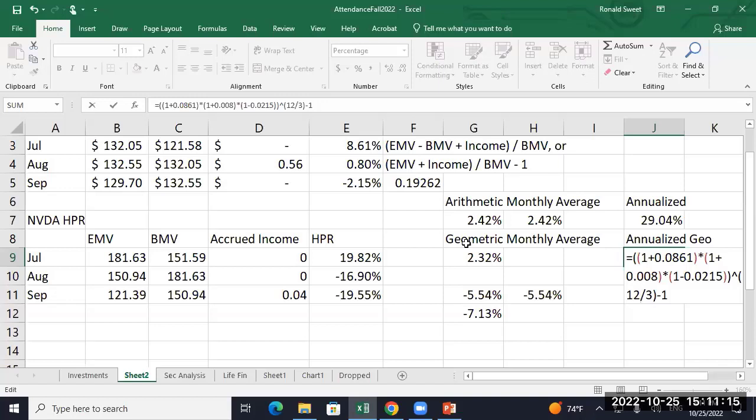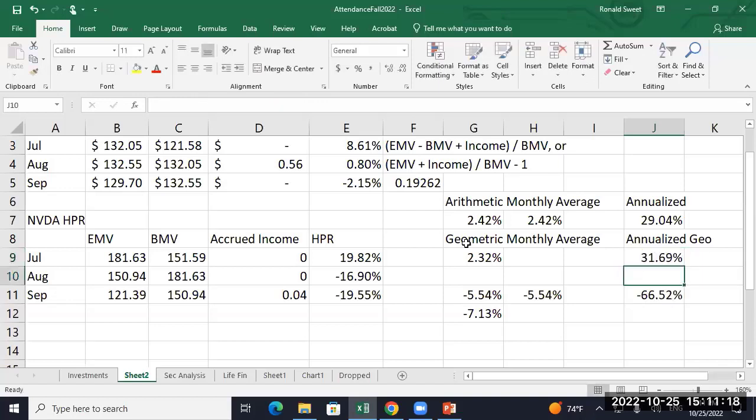Now here you can get a higher number. So when you annualize it, it's possible for the annualized geometric to be higher than annualized arithmetic. But when you're looking at the monthly, it has to be lower. Okay, so remember that. Don't freak out that the annualized geo is higher than annualized arithmetic. That's perfectly fine.